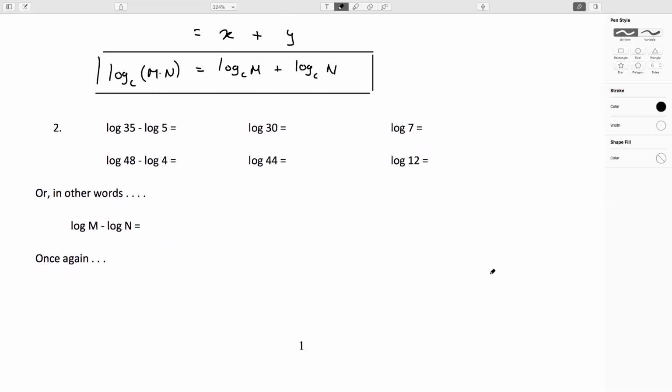All right, let's try this in the opposite direction. Let's try subtraction. We'll do this fairly quickly. Log 35 minus log 5 gives 0.845. Log of 30 is 1.48. Log of 7 is 0.845.